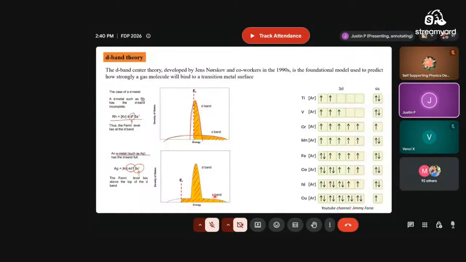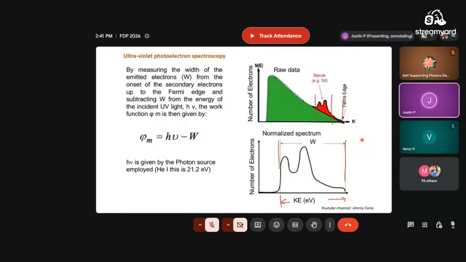So in that case, which group in the periodic table has a partially filled D band? None other than transition metals. You see, manganese, iron, cobalt, nickel all have partially filled D band orbitals, which means the probability of having the Fermi level in the middle of the D band is very high. Obviously, cost-wise also, transition metals are so cheap compared to platinum and other rare earth based elements. So let us compare this with ultraviolet spectroscopy.